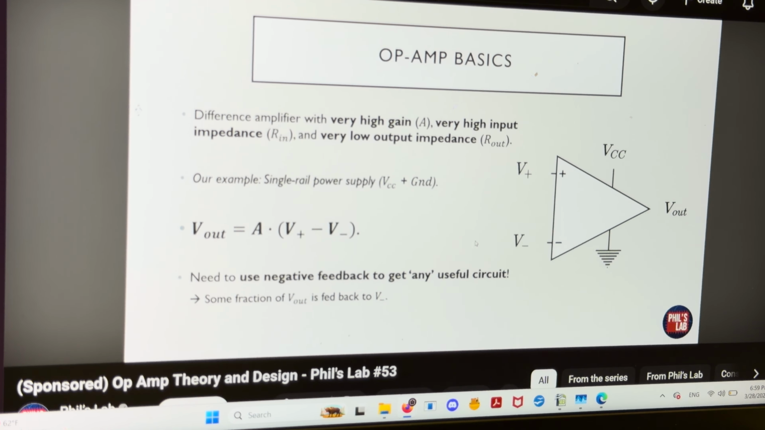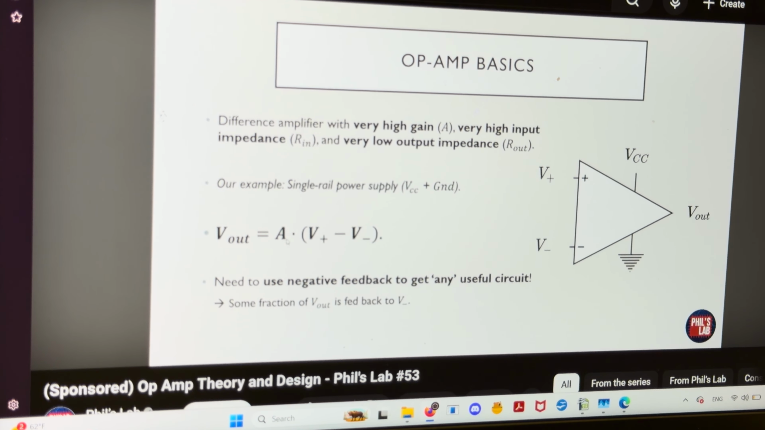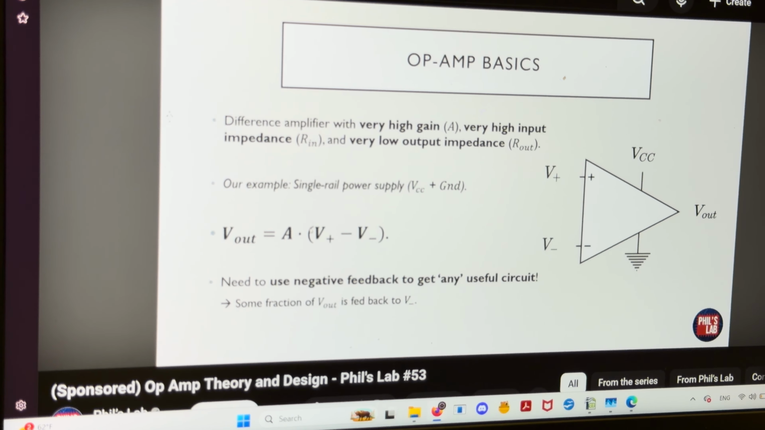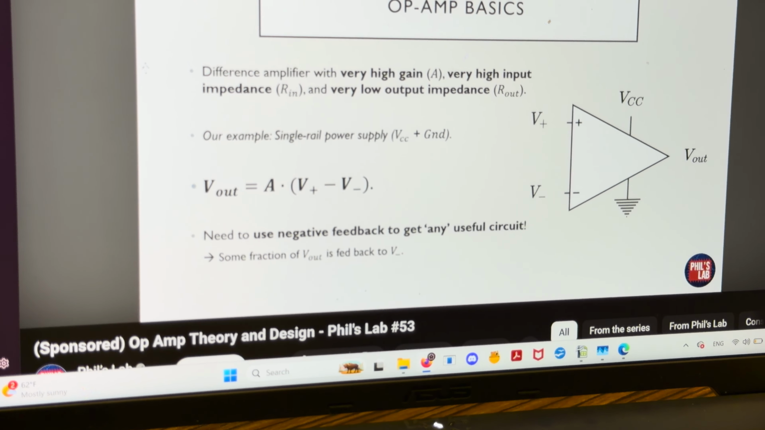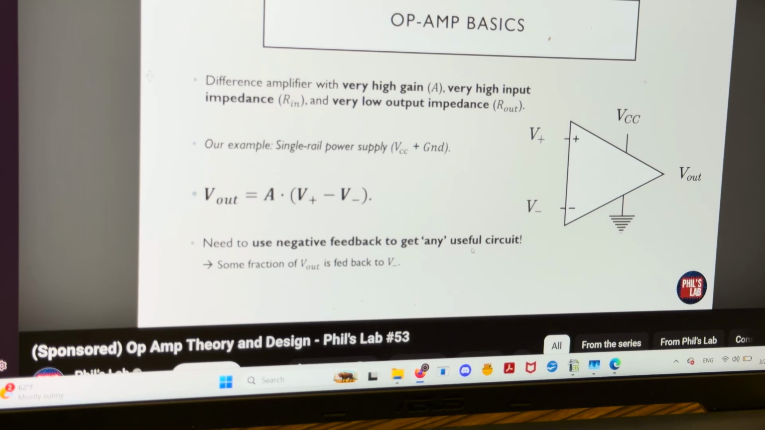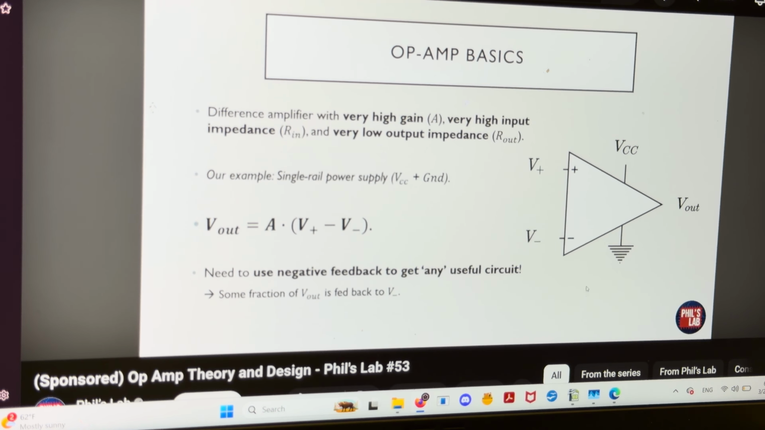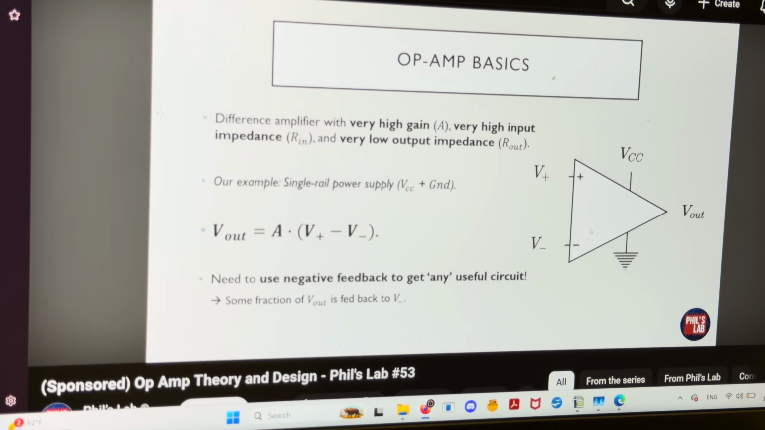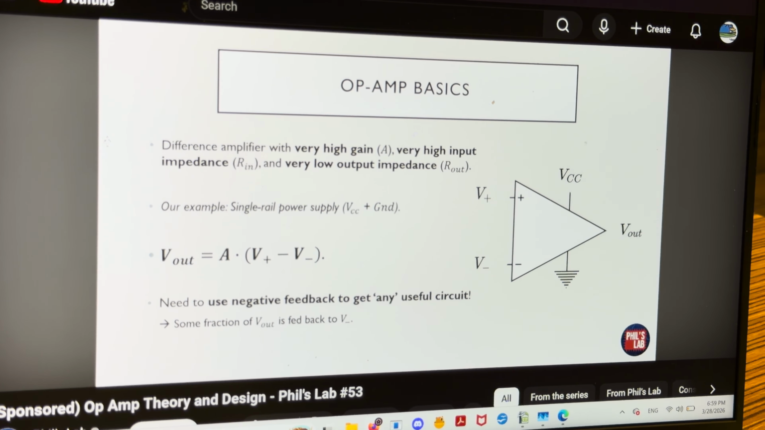The governing op-amp equation is this one here. Our output is our very large open loop gain A multiplied by the difference in the inputs. This is usually enough to solve most op-amp circuits, but to get any useful circuitry with op-amps we actually need to use negative feedback. So we take some part of the output V out, divide it down by some fraction, and feed that into our inverting input because we want negative feedback, and we'll see why in just a second.